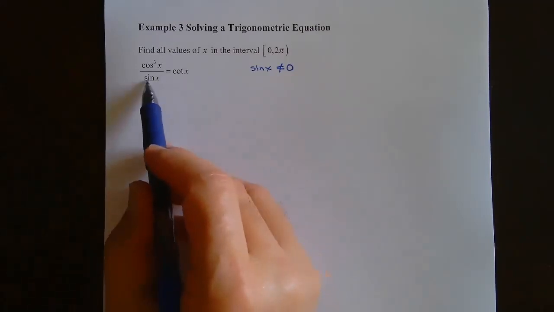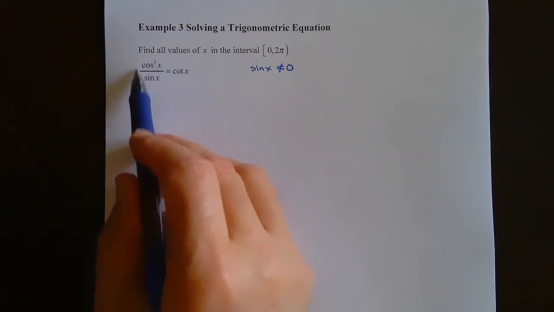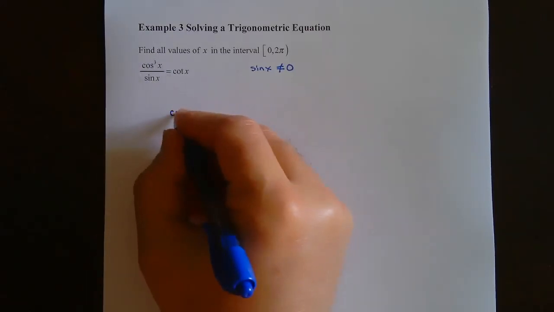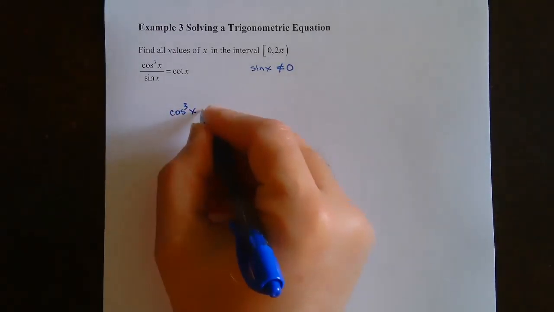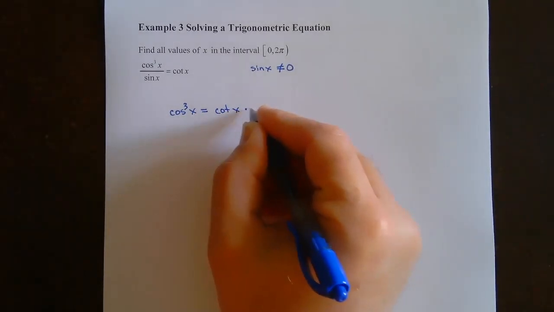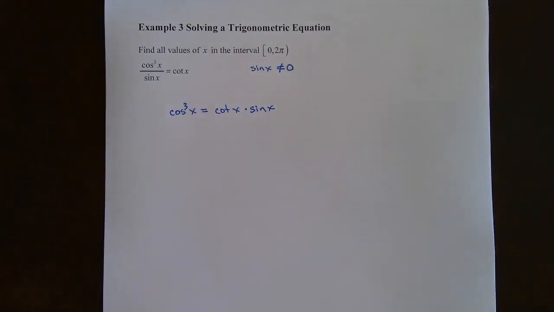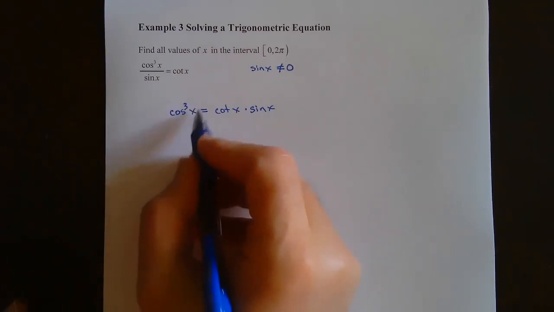So right now I'm going to multiply both sides by sine of x, okay? So if I multiply this left-hand side by sine of x, I'm going to wind up with cosine cubed x is equal to cotangent x times sine x. Okay, how do I solve this? Okay, really what you want to do when you're solving trig equations is you want to get down to one trig function. That's it, okay? So how can we change stuff? Because right now we have 3 trig functions, okay?